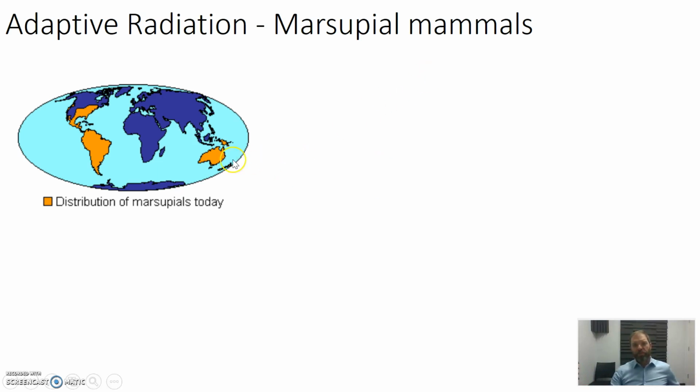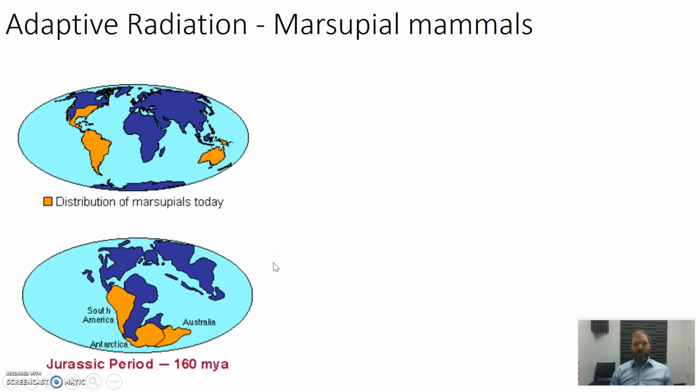So when we look at marsupials, obviously we know that Australia and even Papua New Guinea have a large number of marsupial species. But you may not be aware so much that there are a number of different marsupials and opossums and other things like that in South America as well. In fact, that's where marsupials first evolved. So how did they get from there to Australia?